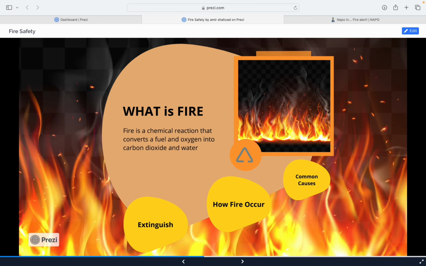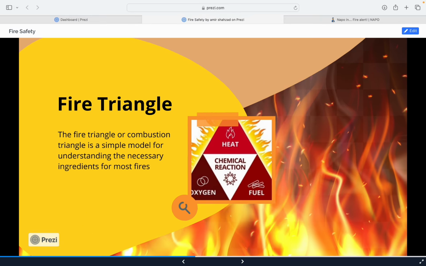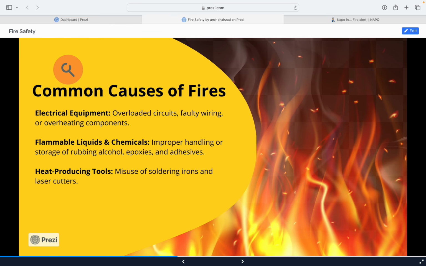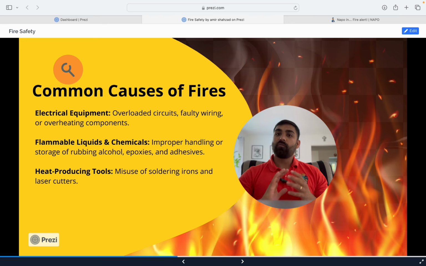So let's discuss the common causes of fire. You can find a lot of causes of fire. The most common is electrical fire. In most of the big buildings, whenever there is a fire, you'll find a cause which is a short circuit or faulty wirings or overheating of any component. That is called electrical fire or electrical equipment fire.